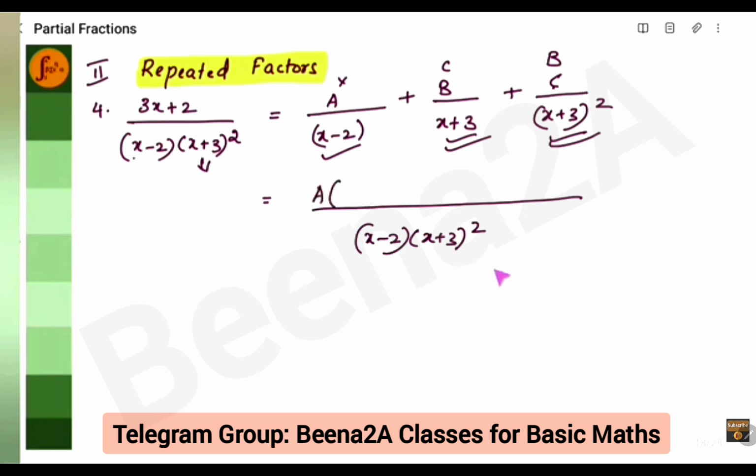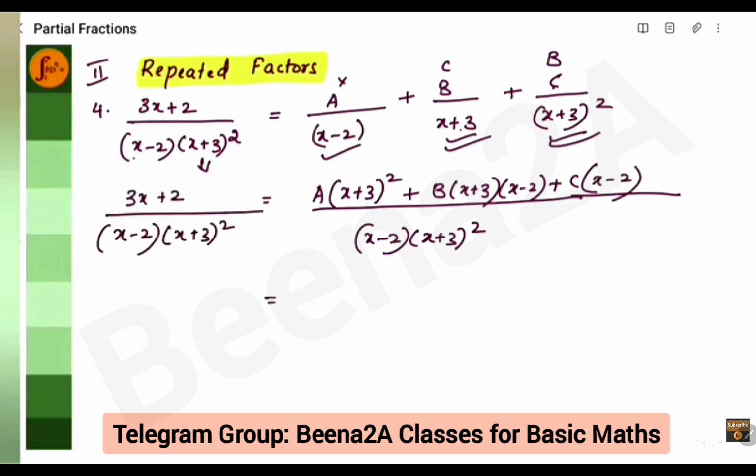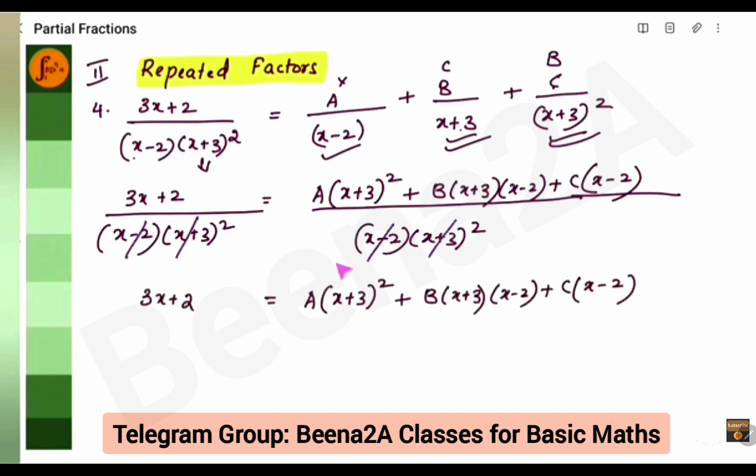A into (x plus 3) the whole square plus b into (x plus 3). Here, one x plus 3 is here, so another x plus 3 we need to put here. And (x minus 2) plus c into (x plus 3) the whole square is here, so x minus 2 has to be put. So now denominators will get cancelled and we are left with this particular expression.